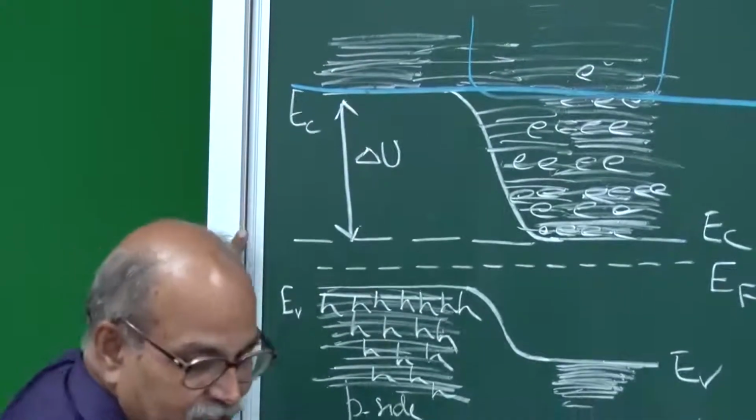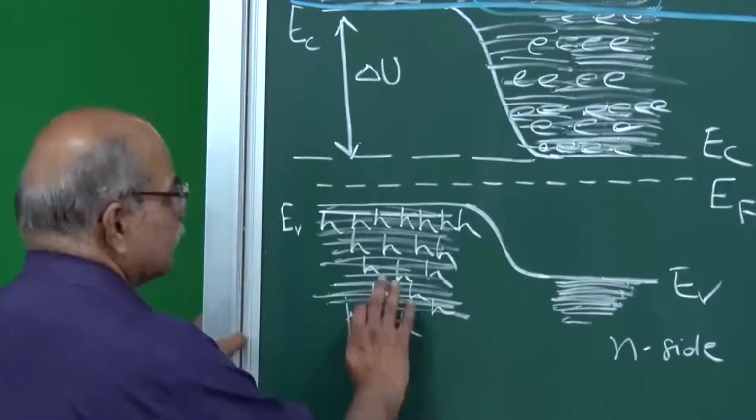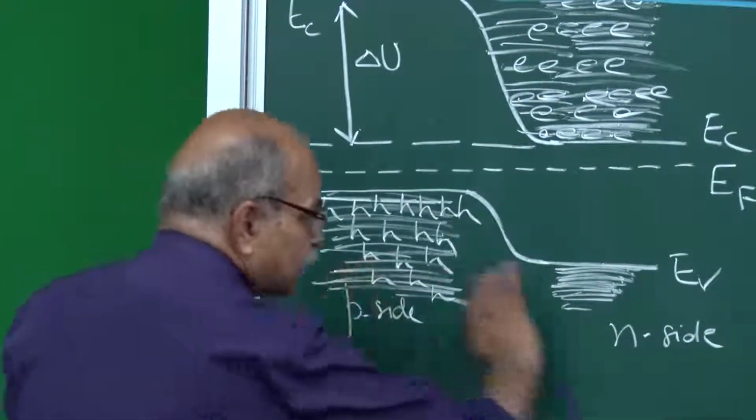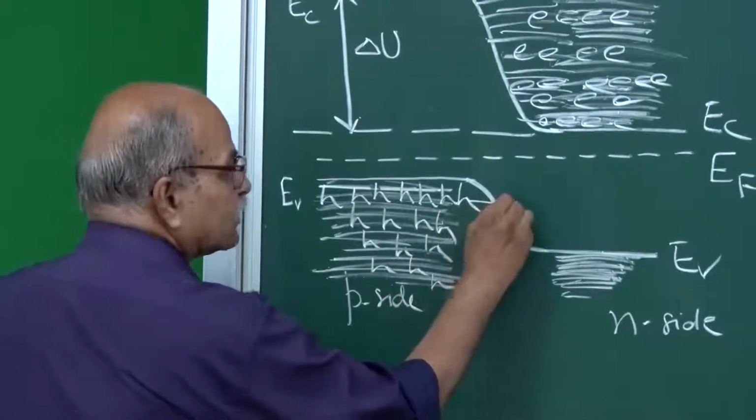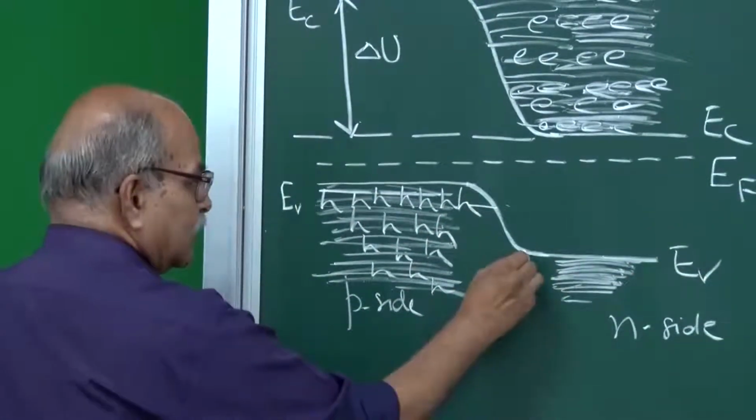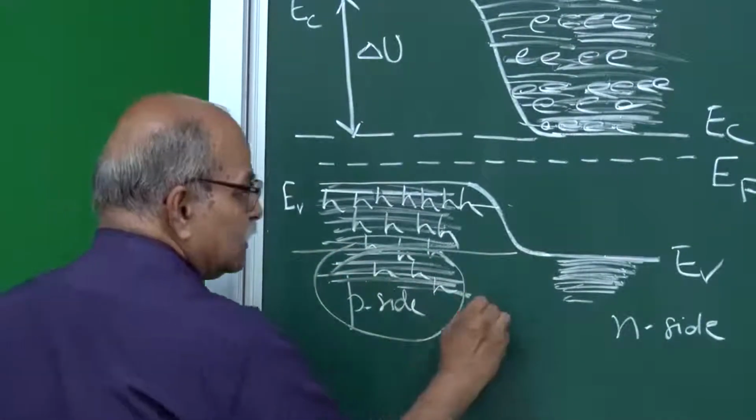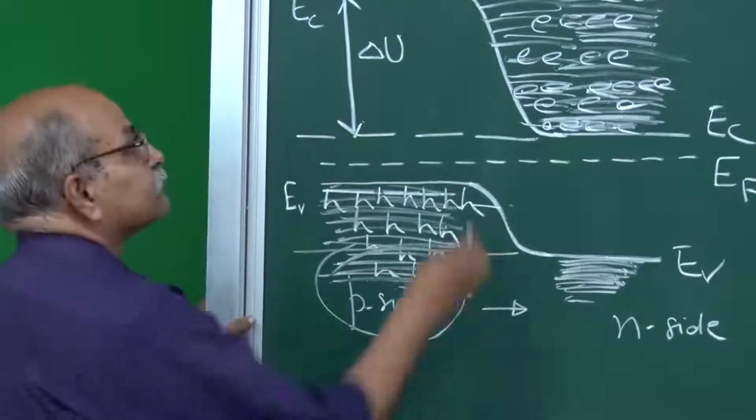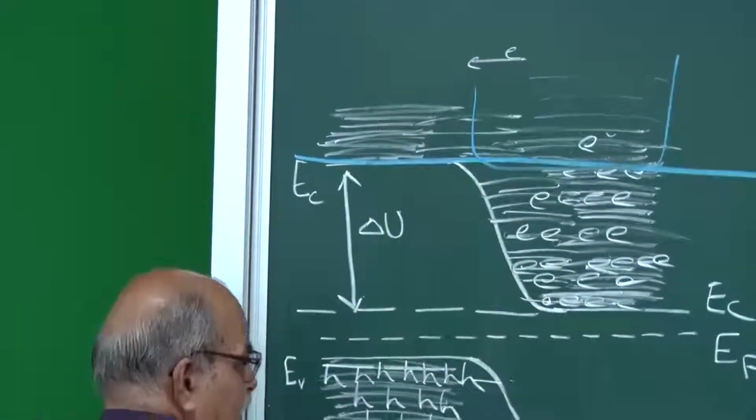Similarly is the case for the p side holes. If these holes, these majority carriers, want to go to the n side, then these holes cannot go here. You don't have any quantum states. Only the holes which are in these ones can migrate here. Only these electrons can migrate here. So these are the electrons and these are the holes.